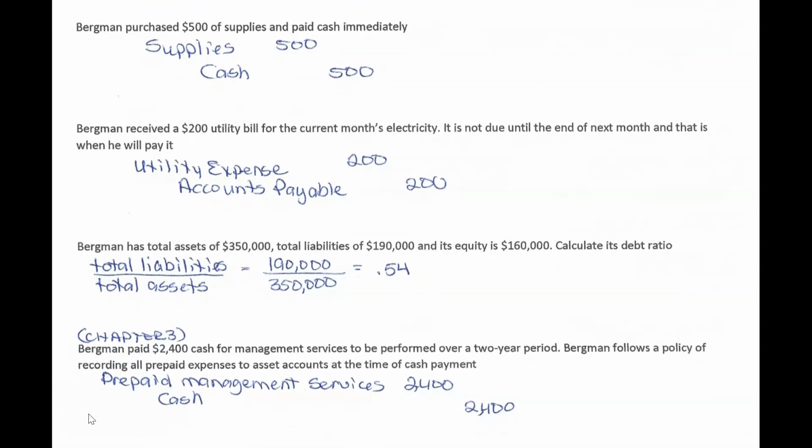Okay, the next one. Bergman purchases $500 of supplies and pays cash immediately. So he purchased supplies for cash. He now has the supplies that he didn't have before, so debit supplies $500. And then credit cash $500 because he paid cash for it.